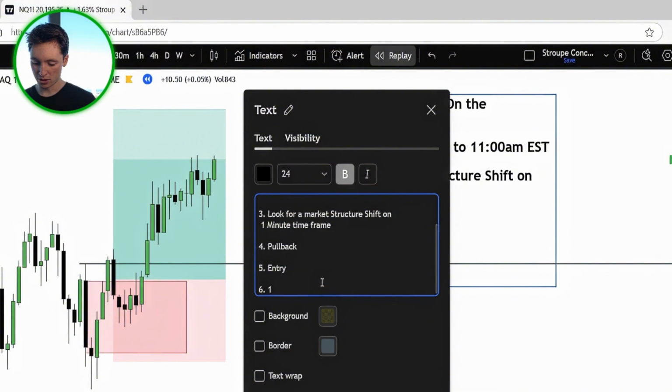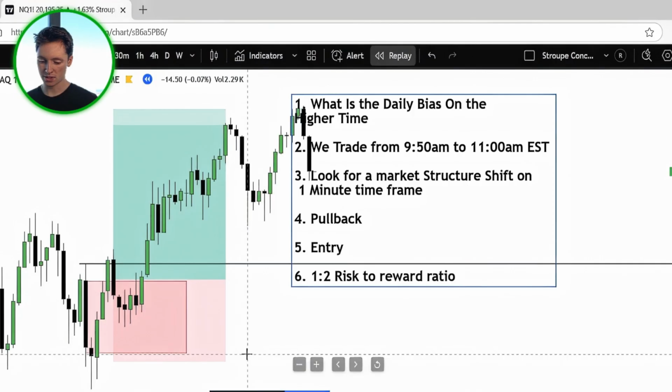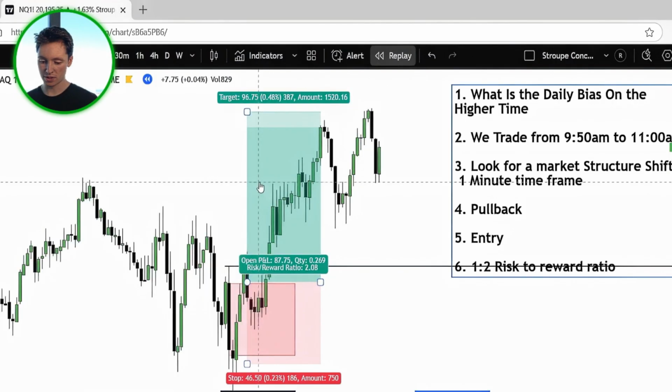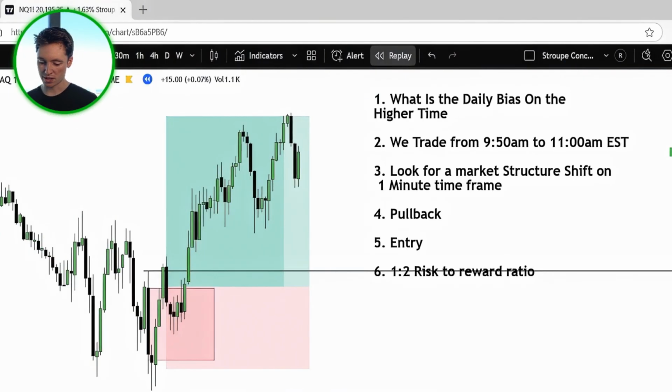And then the 6th step would just be to go out and look for a 1-to-2 risk to reward ratio. So we play out price. We end up getting a little bit of a deeper retracement, but right here, as you can see, we end up going out and getting it right here at this candle. And then we can see if price is up right there, 1-to-2.